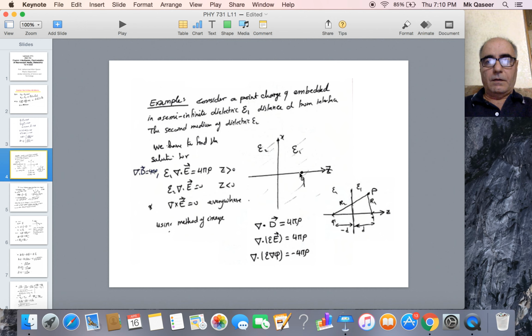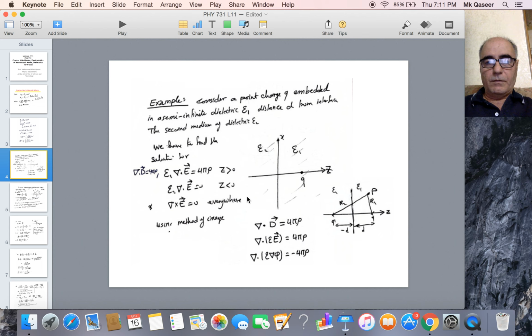Now let's take an example. A point charge located on the z-axis and embedded in a semi-infinite dielectric, epsilon 1 for z positive and epsilon 2 for z negative. Then we have to solve epsilon 1 divergence E equals 4πρ for positive z and epsilon 2 divergence E for negative z.